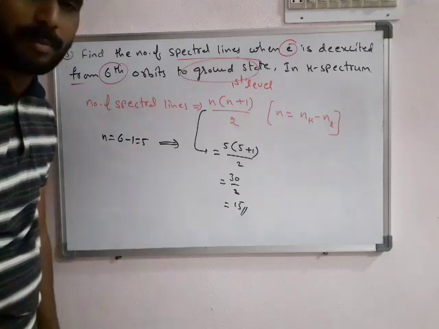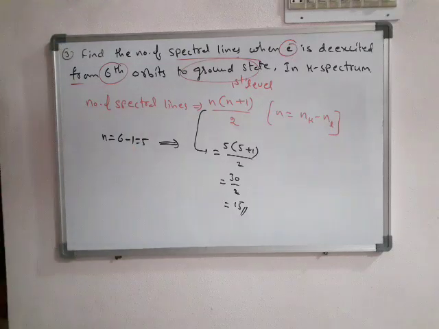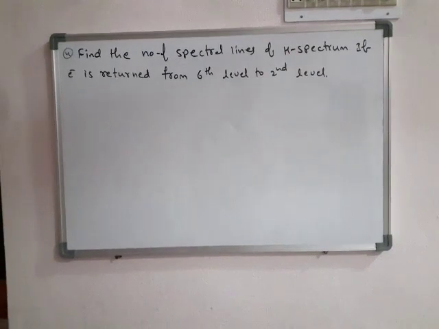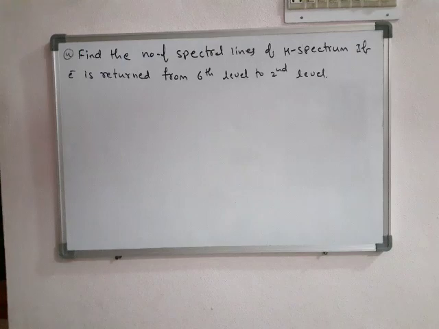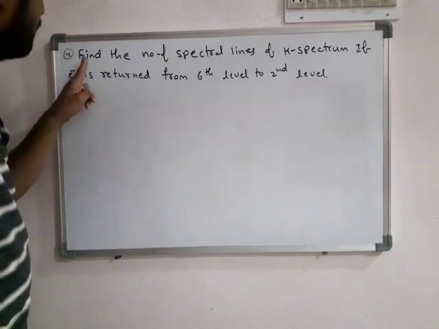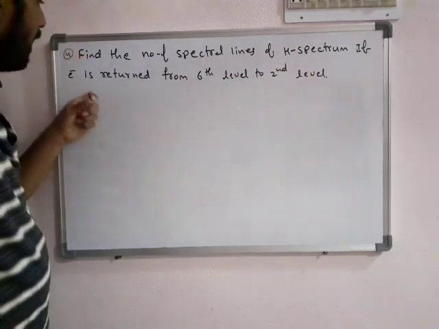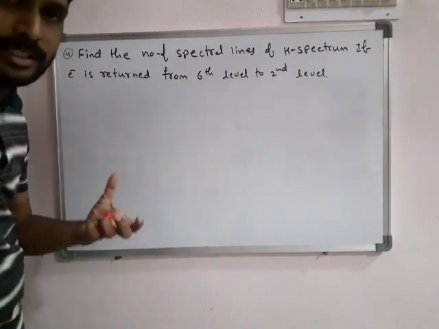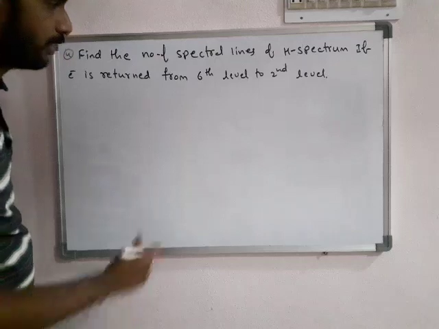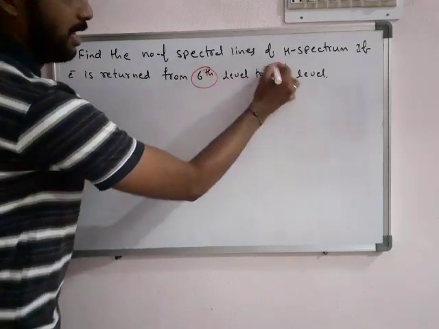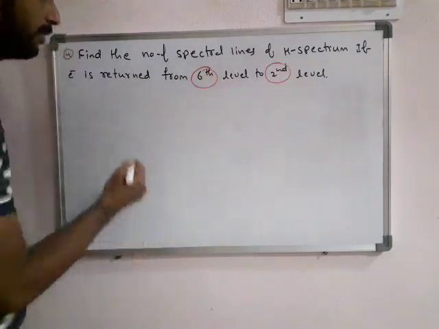Okay, we see a similar problem, with some changes. See here, find the number of spectral lines of hydrogen spectrum if the electron returns. Return means nothing but de-excitation, from 6th level to 2nd level. Okay, nearly the same problem.